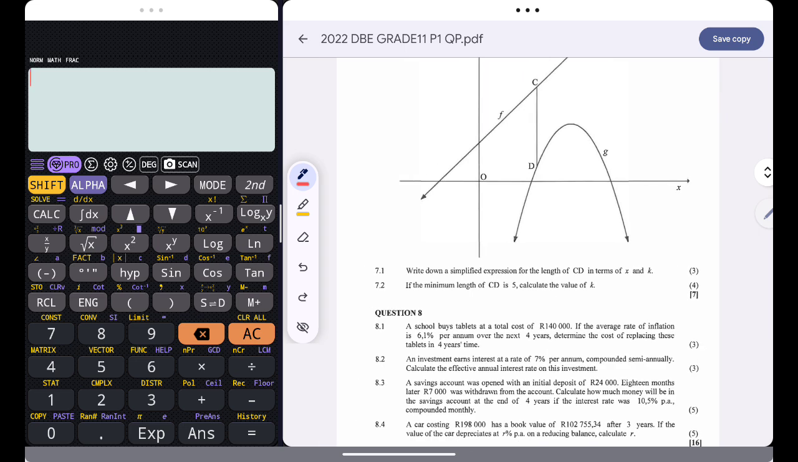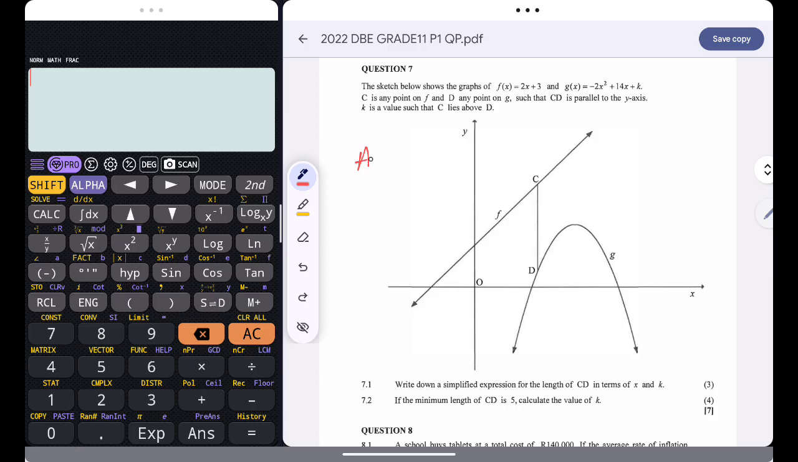Question 8. A school buys tablets at a total cost of 140,000. If the average rate of inflation is 6.1% per annum over the next 4 years, determine the cost of replacing these tablets in 4 years.